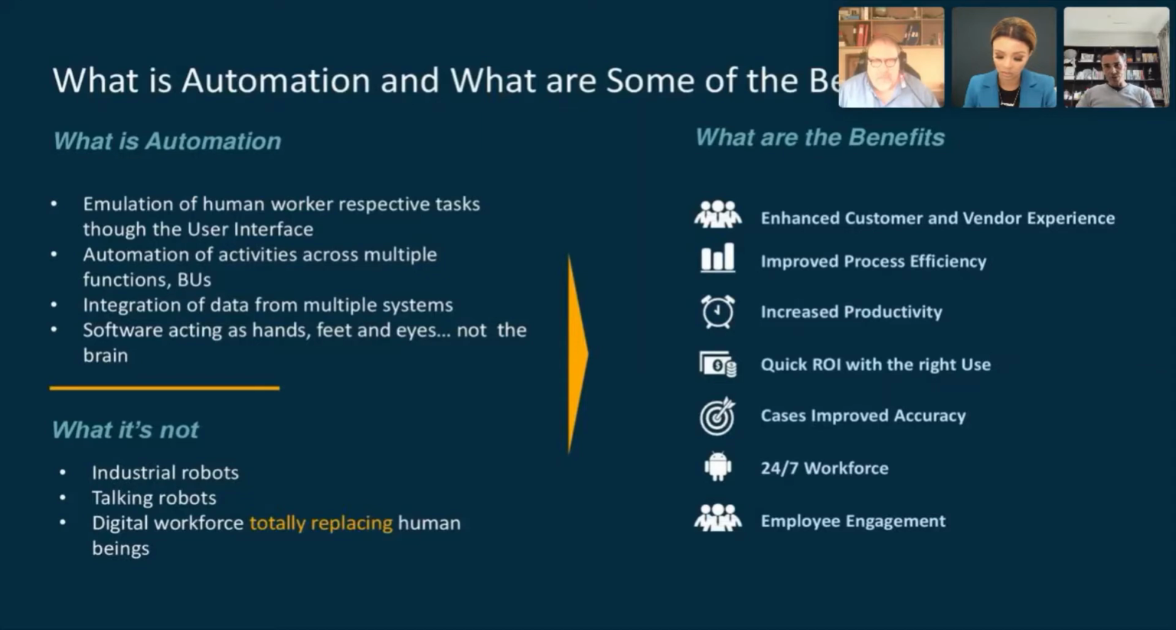Increases in accuracy, so reduction of human error, is also one of the core benefits that we can derive. A 24/7 workforce, so that we can act around the clock without necessarily having to tax our people to work during the night. And then employee engagement, really making the lives of our employees better by taking away some of these frustrating, repetitive activities that they sometimes need to deal with. That's really what we talk about if we position automation as an enabler.